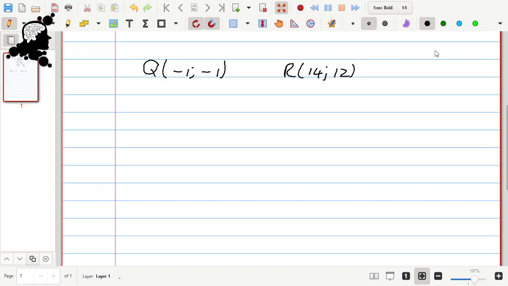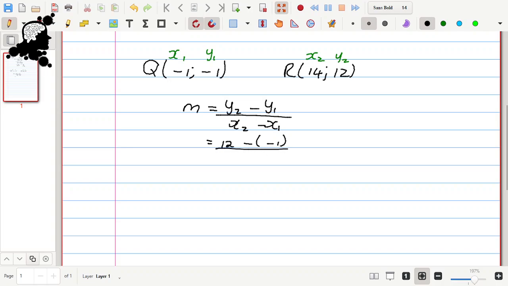And so what we need to do once again is, let's label our coordinates. If this is x1, then this is y1. If this is x2, then this is y2. So our gradient is going to be y2 minus y1 over x2 minus x1. Now this will give you, for y2 we've got 12, minus y1, which is -1, divided by x2, that's 14, minus x1, which is -1 again. And when we simplify this, we're going to get 12 plus 1 divided by 14 plus 1. And this is going to give us an answer of 13 over 15 for our gradient.